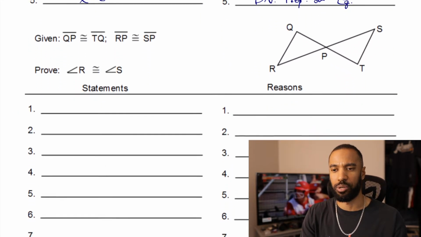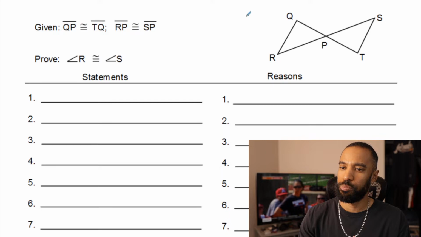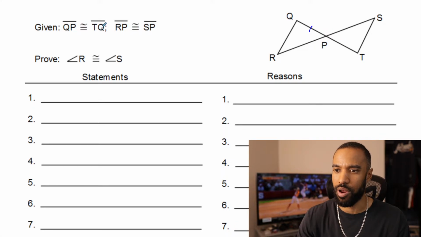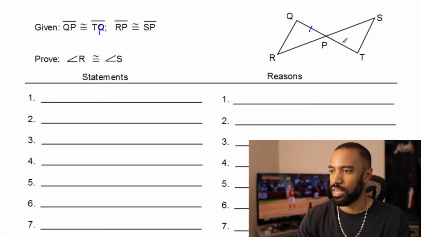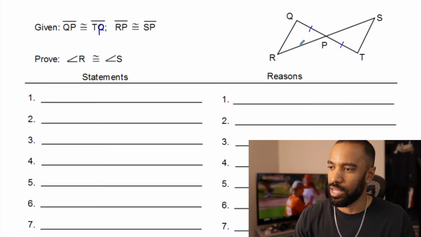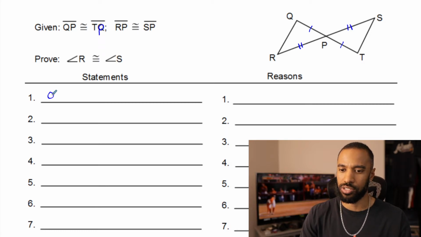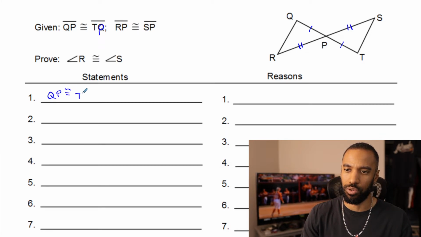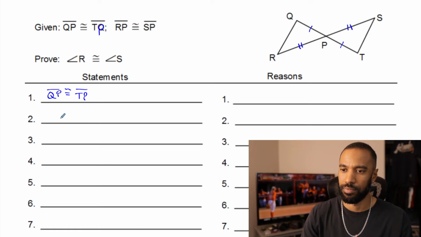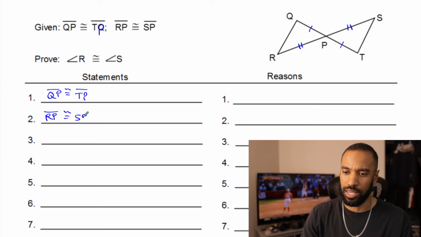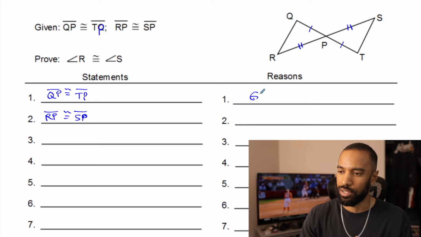All right, let's do a geometric proof here. Given QP is congruent to TQ. Wait a second. That's probably TP. And then RP is congruent to SP. Let's prove that angle R is congruent to angle S. Let's start with our givens. QP congruent to TP, and then RP congruent to SP. Given, given. See, there's another bad capital G.